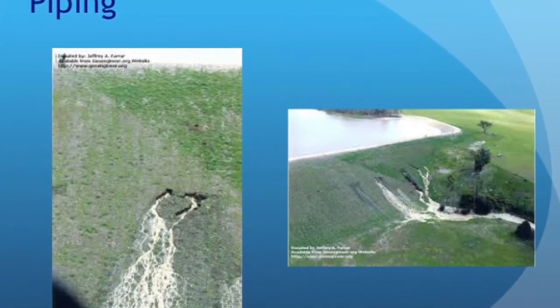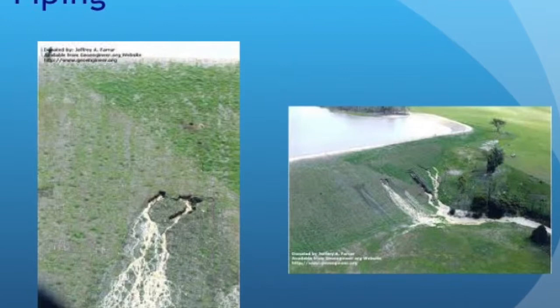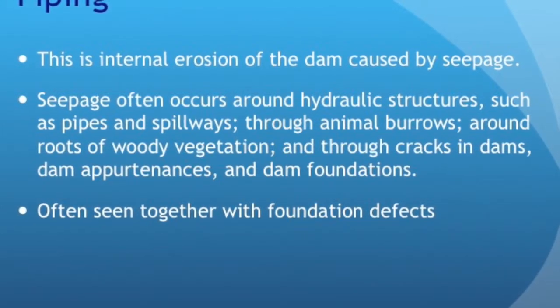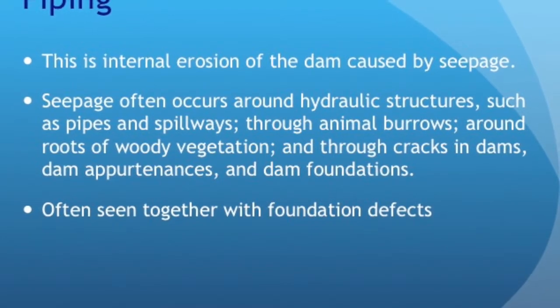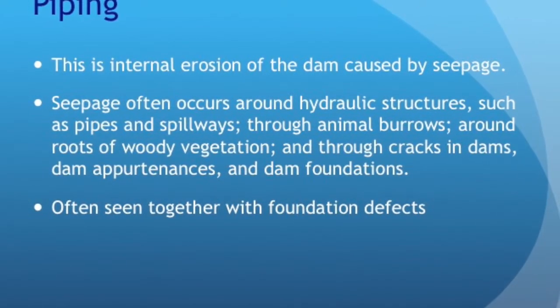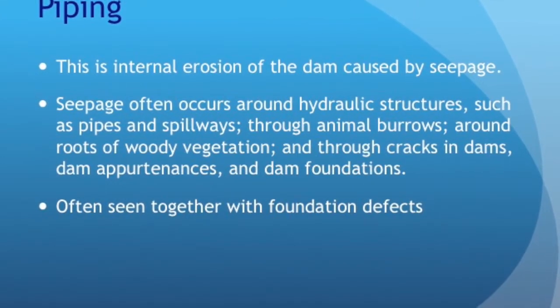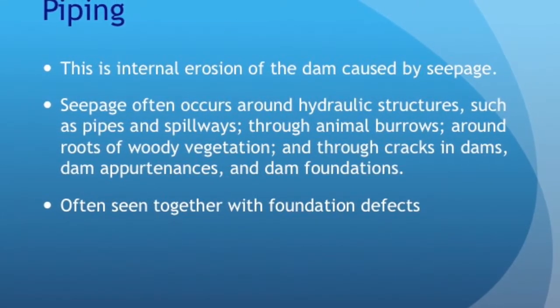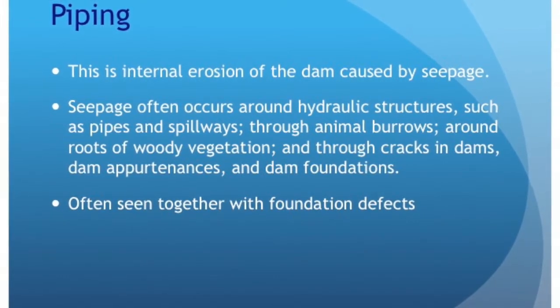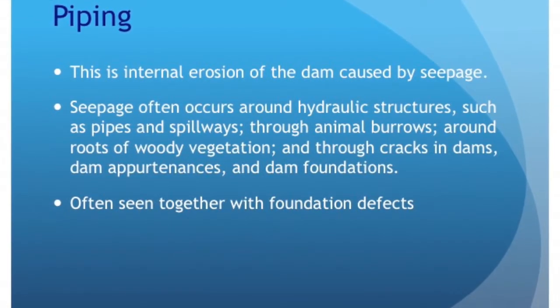Piping. This is internal erosion of the dam caused by seepage. Seepage often occurs around hydraulic structures, such as pipes and spillways, through animal burrows, around roots of woody vegetation, and through cracks in dams, dam appurtenances, and dam foundations, often seen together with foundation defects.